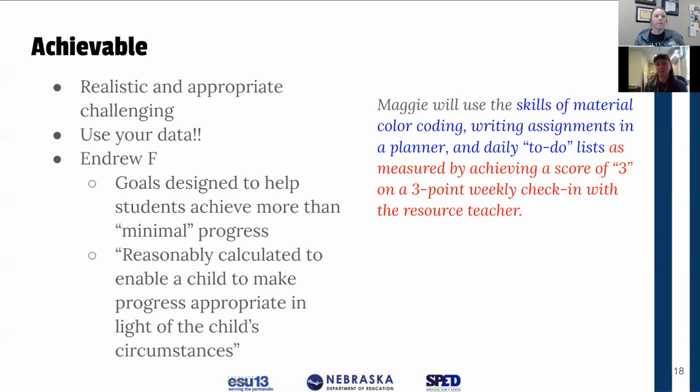Achievable, realistic and appropriately challenging. Use your data. Goals designed to help students achieve more than minimal progress. You want to set the bar a little higher than minimal. Reasonably calculated to enable a child to make progress appropriate in light of the child's circumstances. So using the same background material for Maggie will use the skills, using color coding, writing assignments, a planner, a daily to-do list, measured by achieving a certain score on a 3-point weekly check-in with the resource teacher.